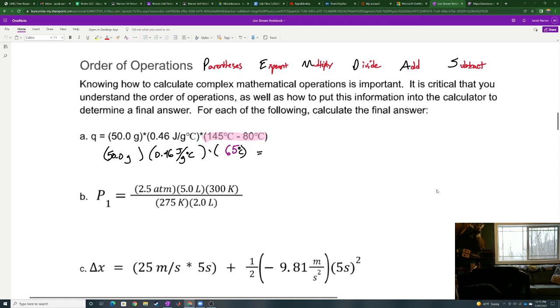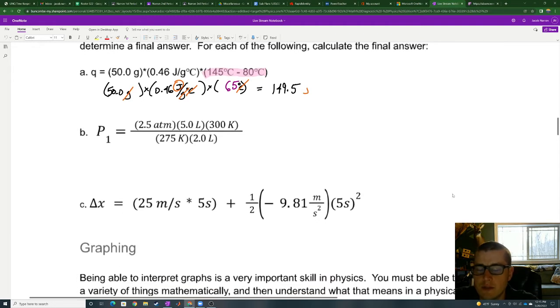If you're interested in canceling units, that's not really what I'm going over right now. But if you look, the grams are going to end up canceling. The degrees Celsius are going to end up canceling. The only thing that doesn't is this capital J, and so that's what your units end up being. Okay, so there we go. Done with A. I'm going to move on to B.